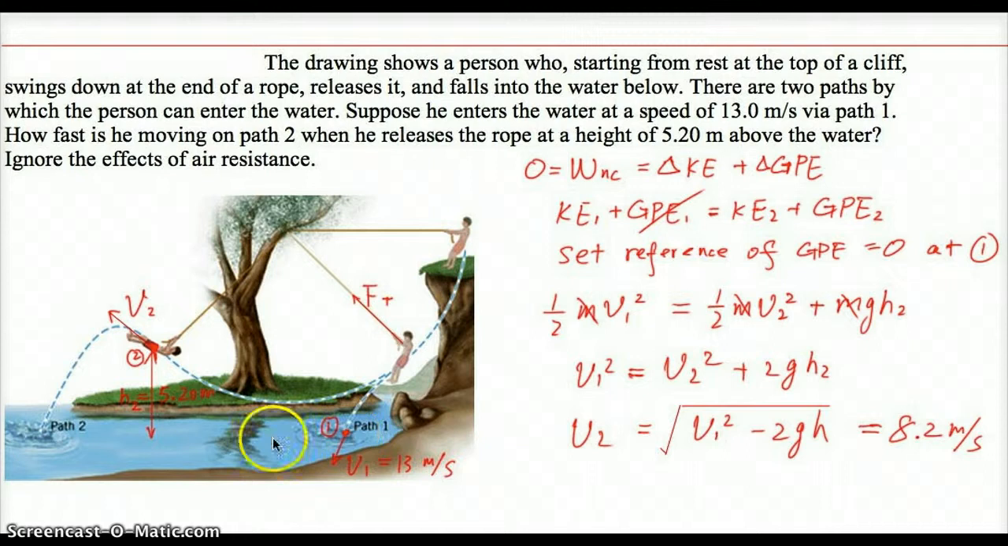During this motion between these two positions, there are two forces acting on the person. One is the tension force, and one is the gravitational force. But the tension force is always perpendicular to the direction of displacement, so the tension force is not doing work. And then only one force, gravity, is doing work. And since gravity is a conservative force, the work done by the non-conservative force equals 0.